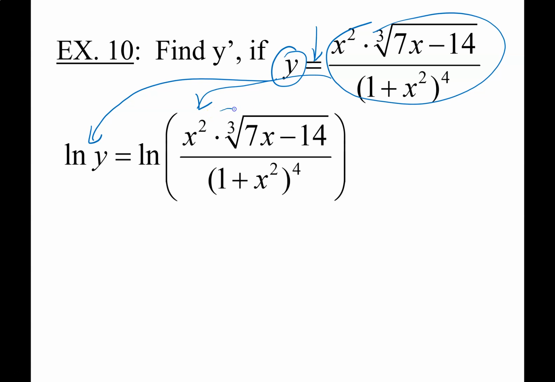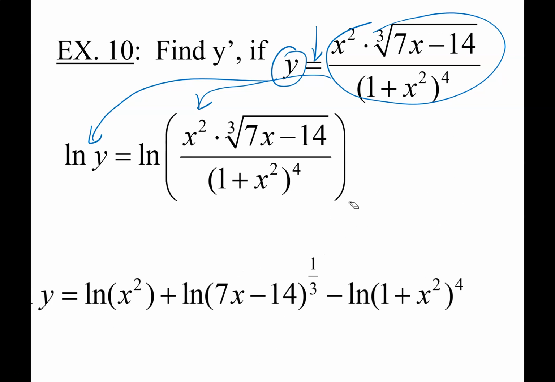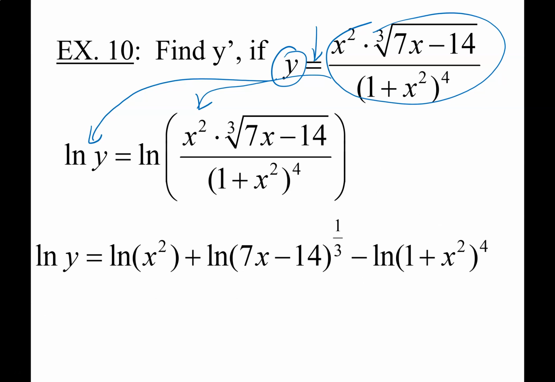And then again, your first property of logs, 1 log with multiplication becomes 2 logs with addition. What happens when I divide logs? I subtract. So I get something like this. Again, no calculus yet. Nothing has been derived. I just want to clean this up algebraically first, put it in as simple of a term as I can get, and then I derive.